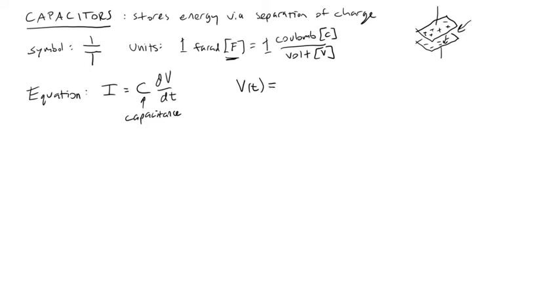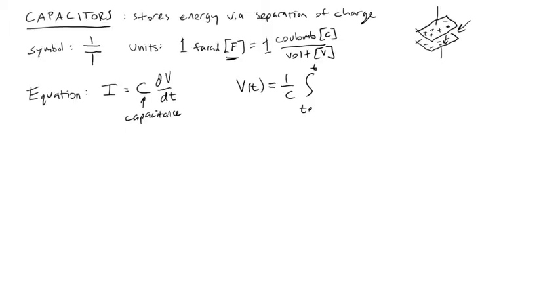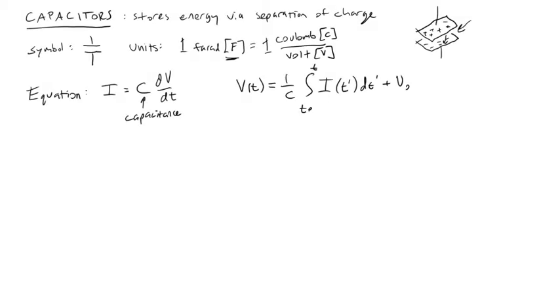V of t equals 1 over C, integral from t naught to t, i of t prime dt prime, plus our initial condition v naught. t prime is just our dummy variable in the integral. So there are our two equations that govern the behavior of a capacitor. If we look at those equations, we can figure out a couple of useful things when analyzing circuits.